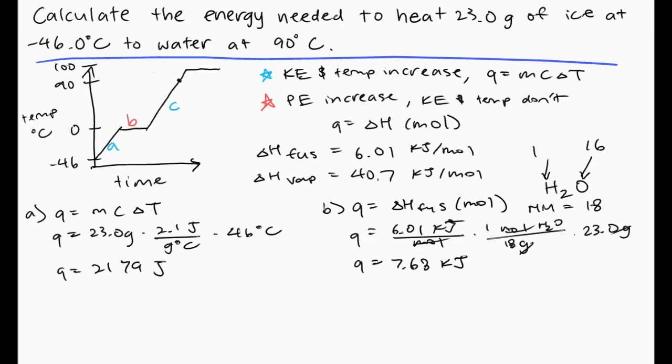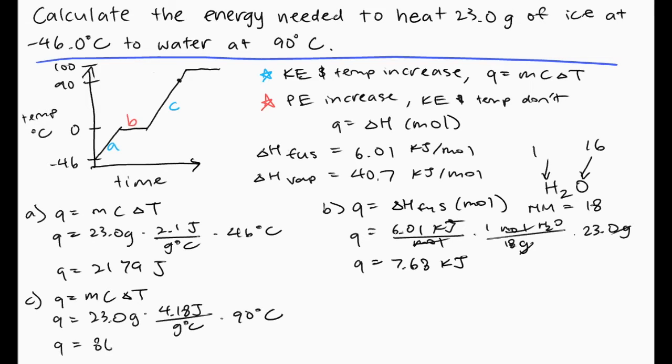Now we can do the last section, part C, again using Q equals mcΔT. So we have Q equals 23.0 grams, and the heat capacity of liquid water is 4.18, and this is times 90 degrees because that is the amount of temperature we're increasing. So this gives us Q equals 8652.6 joules.